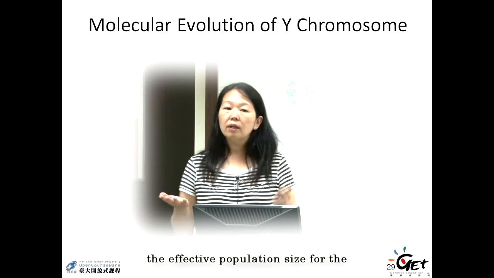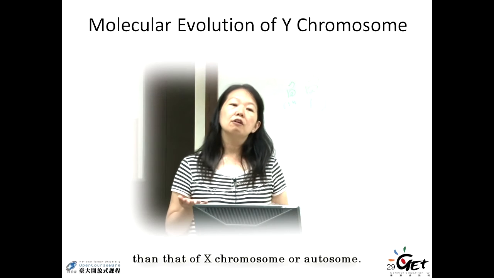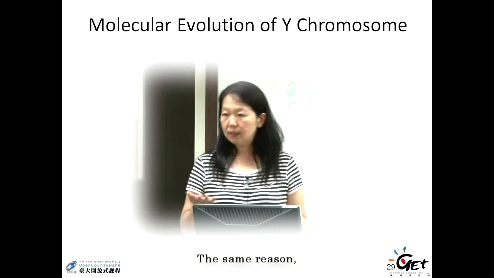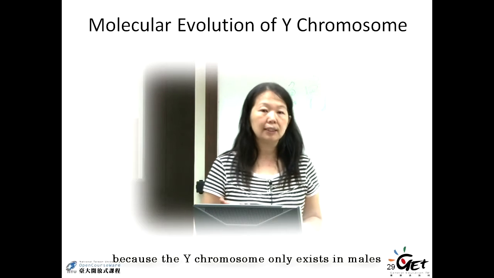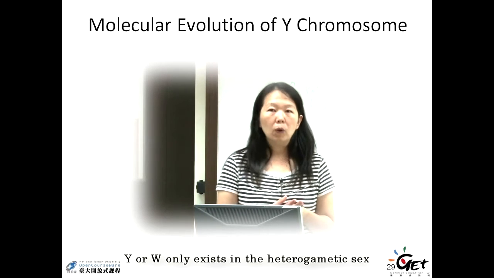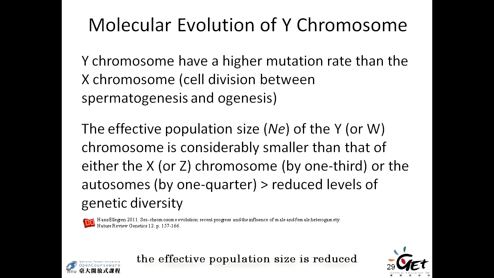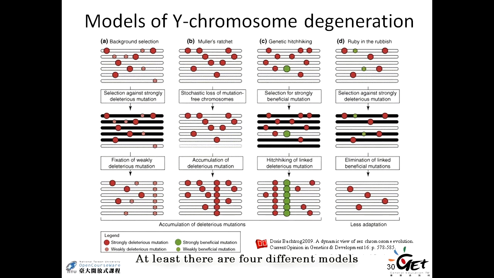But also the effective population size for the Y chromosome is much smaller than that of the X chromosome or autosomes. The same reason, because the Y chromosome only exists in males, or I should say the Y or W chromosome only exists in the heterogametic sex. So the effective population size is reduced for this chromosome. And reduced size will result in reduced diversity. Okay, and there are 4 different models about Y chromosome degeneration.